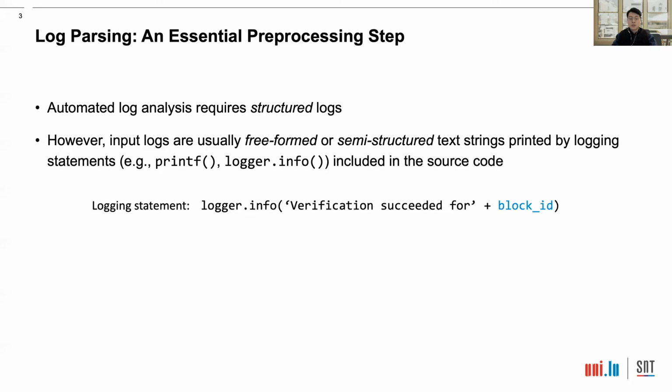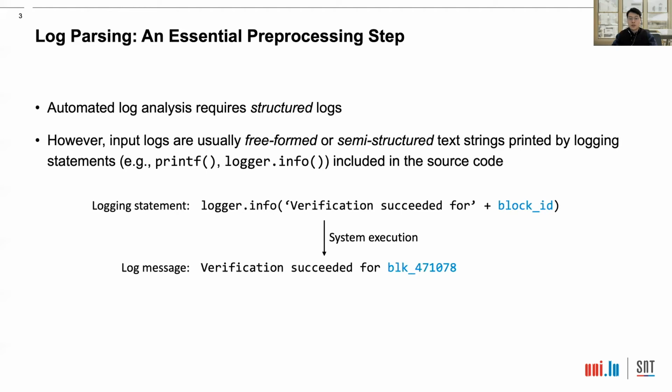Let's look at this example. From this logging statement, by executing the system, we will have a log message that looks like this. You can see that the variable block ID, which was in the source code, is now replaced by a concrete value that is determined at runtime. You can also see that this log message is just a string, and there is no format for it. Without looking at the source code, we cannot identify which part is the variable and which part is fixed.